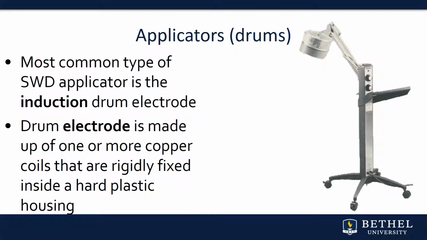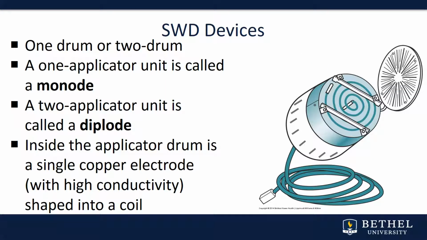The applicators are these, and this top part here is what we call a drum. Most of the shortwave diathermy applicators are the induction drum electrode type. So this is considered an electrode, even though it looks very different than what we're used to in E-stim. The drum electrode is made up of 1 or more copper coils that are rigidly fixed inside this hard plastic housing.